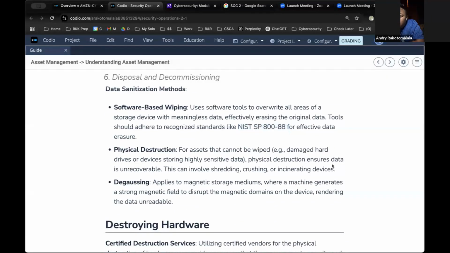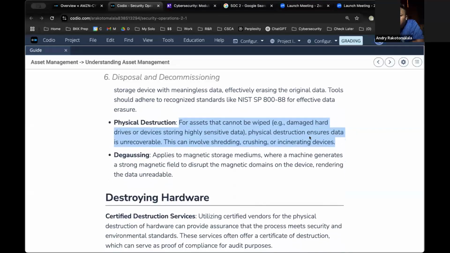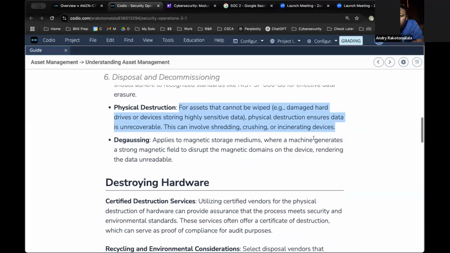The process of burning or drilling any of your hardware assets can be called physical destruction. That's where you literally just either burn it or drill through it. And then the last one is degaussing.